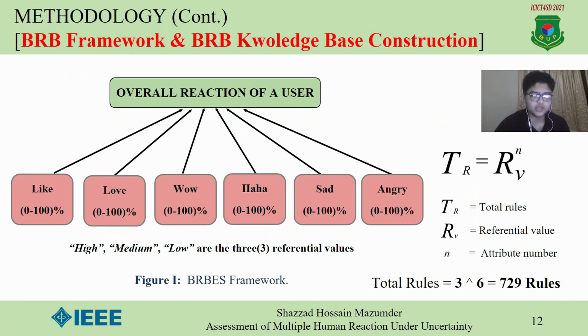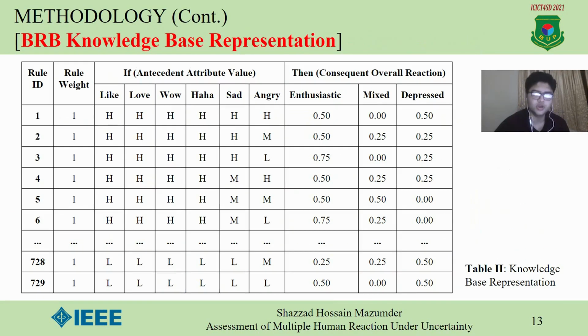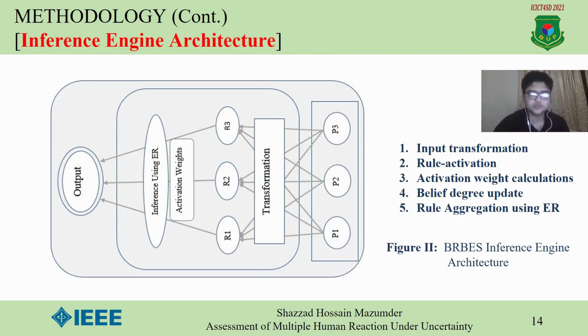Initially, all rules are assigned equal rule weight. On the slide, you can see the sample look at our knowledge base. The inference procedure has the following steps. The steps are transformation of input values, rule activation, activation weight calculation, belief degree update, and finally the aggregation of rules using evidential reasoning.